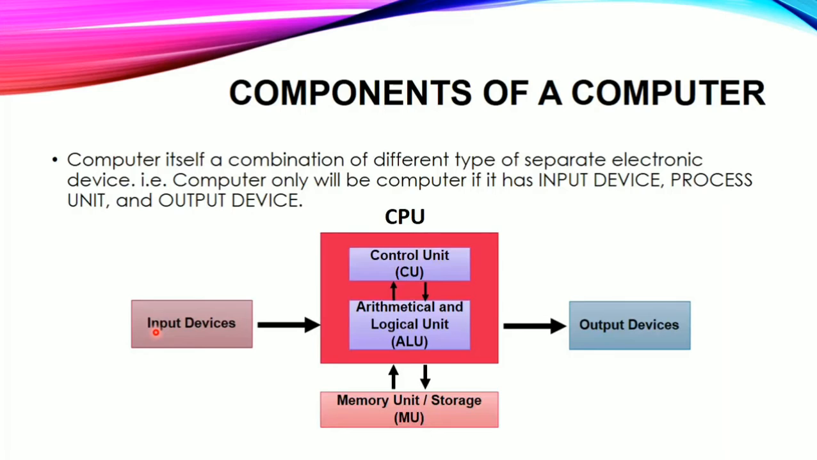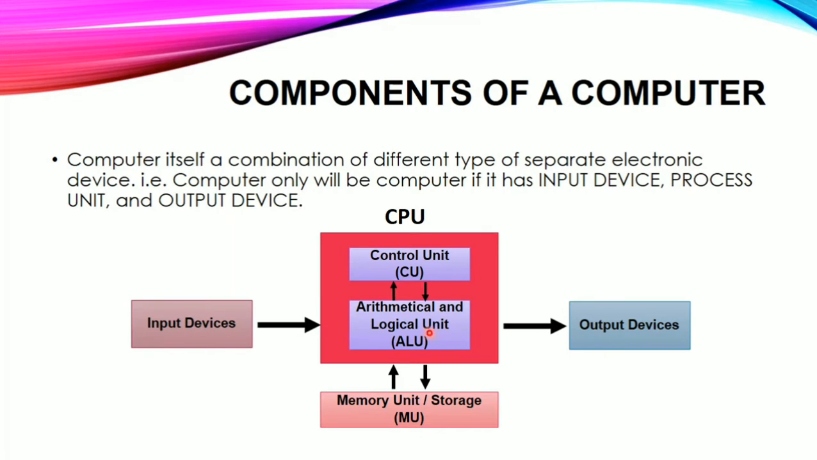Now we will discuss the components of our computer system. A computer itself is a combination of different types of separate electronic devices. That is, a computer is a computer only if it has input devices, a processing unit, and output devices. As you can see in this picture, it has three parts. This part is the input device, in the center it has the CPU, and on this side it has output devices.